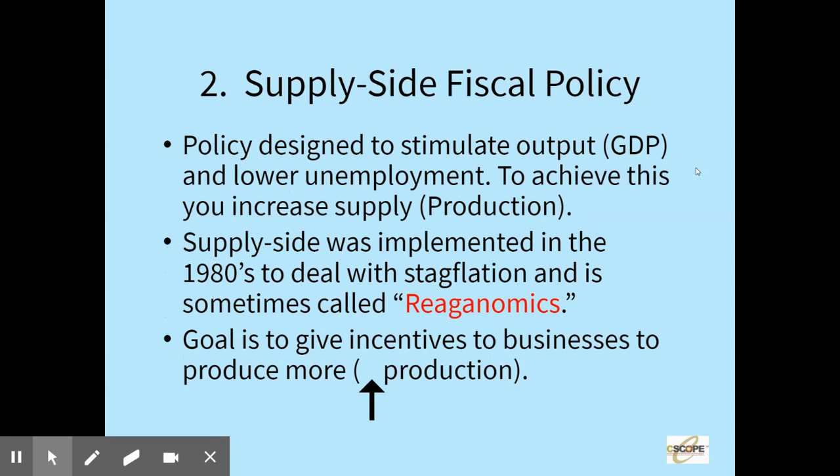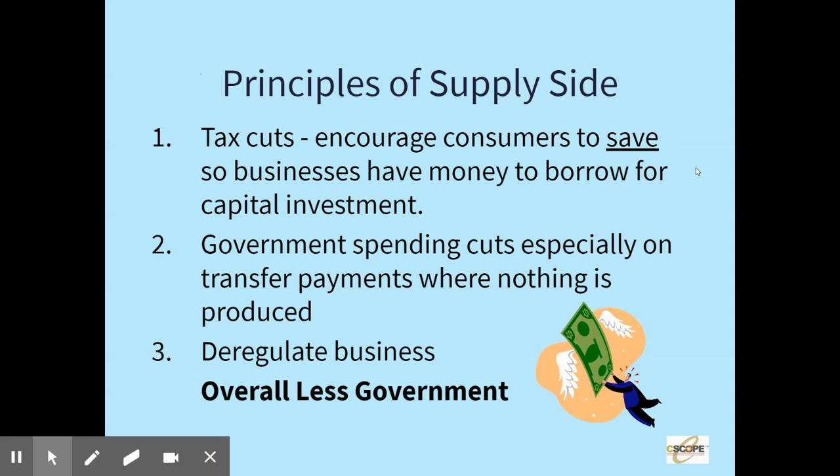Okay. Supply side. We talked about the demand side just the last few slides. Supply side is going to be on the business side. You see that this is a policy designed to stimulate output and lower unemployment. Implemented in the 1980s, Reaganomics was a big thing during that time period. The goal was to give incentive to businesses to produce more and increase production. So incentives are given to businesses. That again is your supply side.